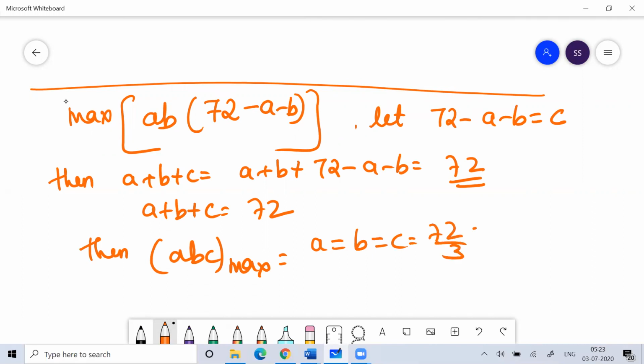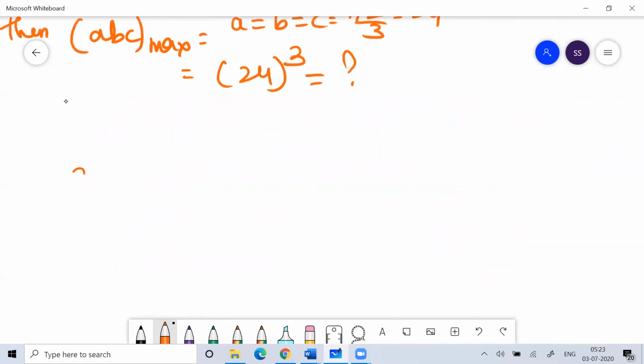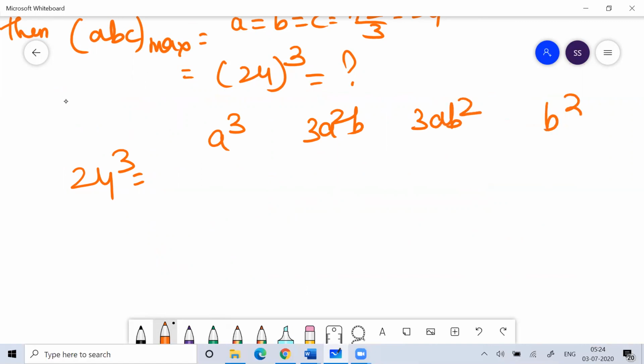72 divided by 3 means 24. What is the maximum value of A into B into C? That is 24 cube. That is the answer. Simple. What is 24 cube? If you want, you can apply Vedic math for that. I made a video on that. Whenever you get time, please watch my video on finding the value of 24 cube.